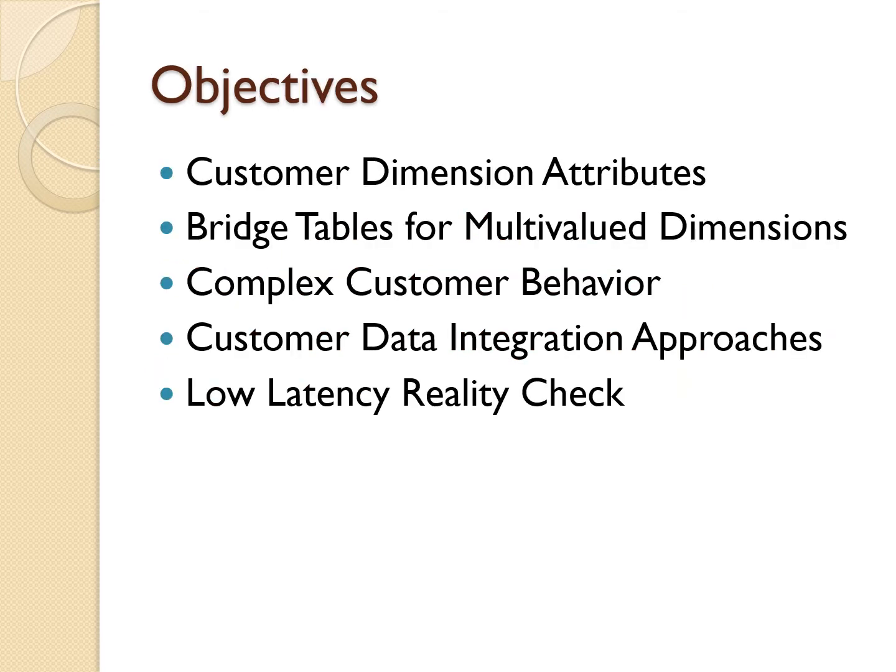The objectives we'll talk about are the customer dimension attributes. You'll see in here that the customer dimension attributes are significantly more than other dimensions we've talked about up to this point. There's the amount and the variation of the types of attributes, and all those things make it very challenging for the customer. We'll talk about bridge tables for multi-value dimensions and other options besides bridge tables, but why bridge tables are one of the better ones.